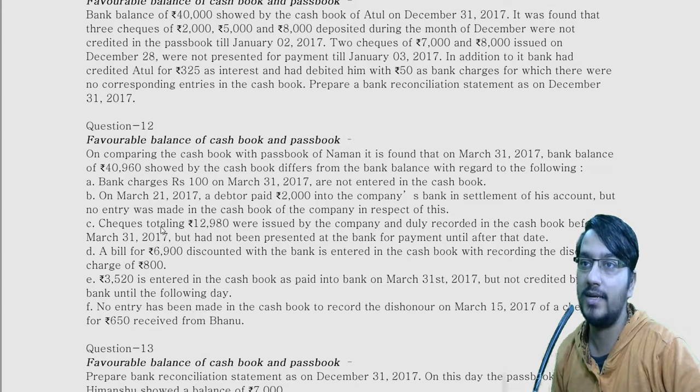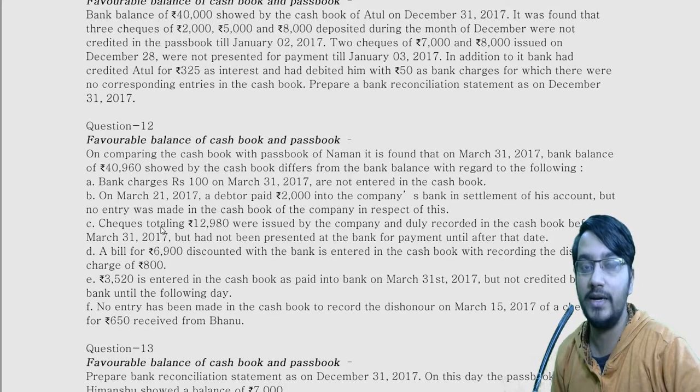So the first point is that the bank balance is 40960. This is for the cash book. So the cash book starting point is plus 40960, which is a debit balance because nothing is said, so we always assume a favorable balance. And for the cash book, we already know if it is favorable, it is going to be a debit balance. The bank charges of rupees 100 on 31st March are not entered.